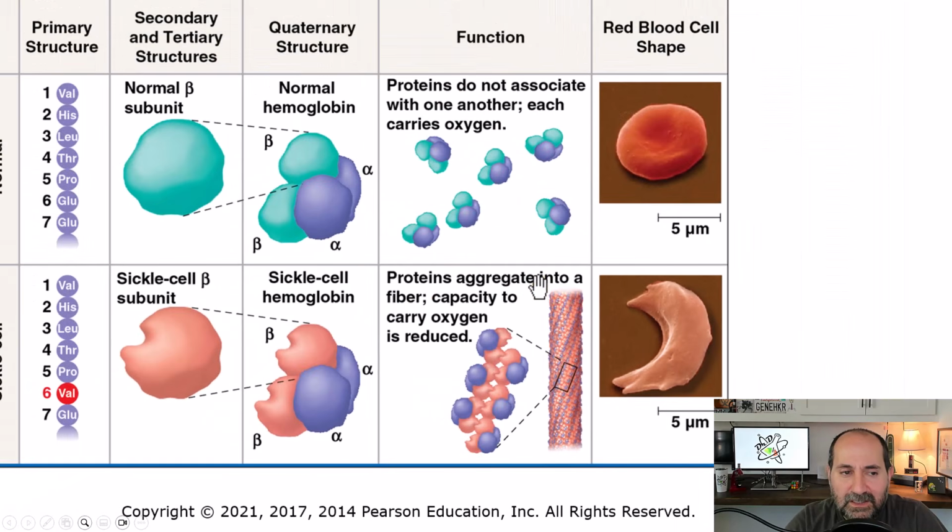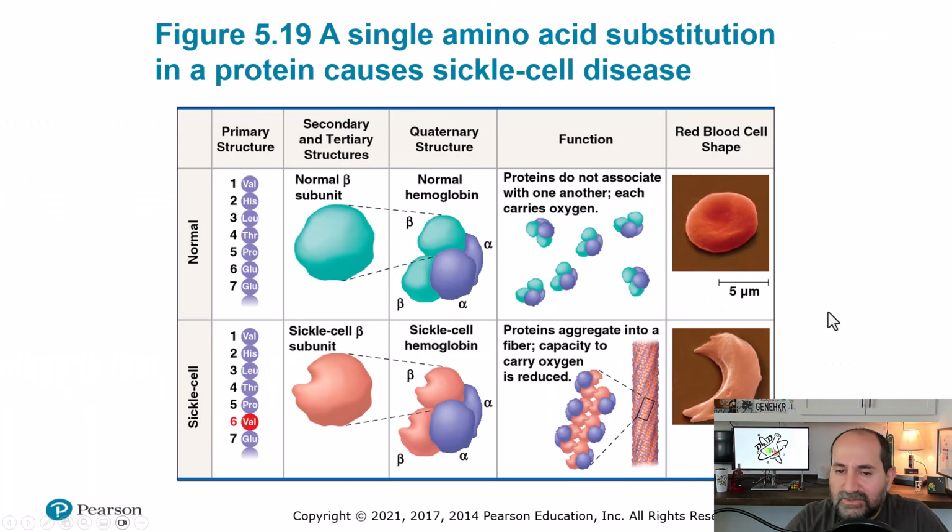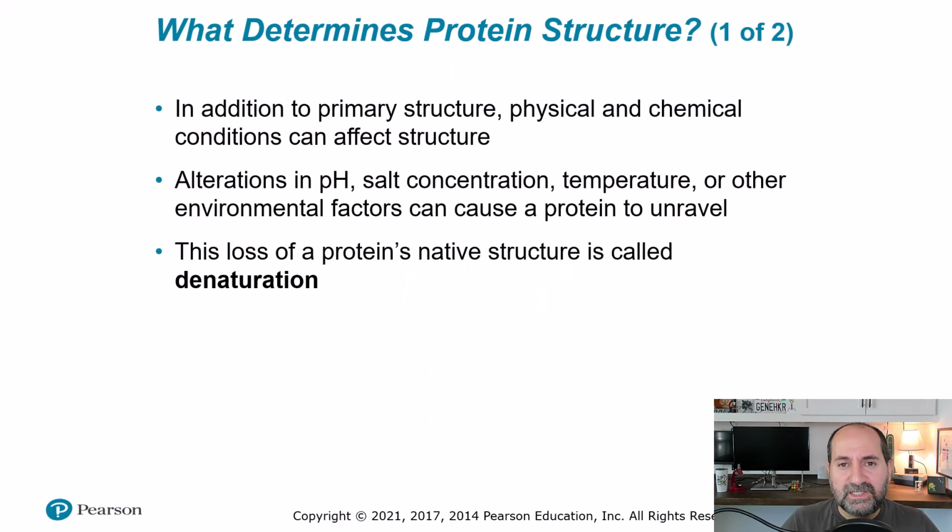Isn't that interesting? This just highlights the importance of understanding quaternary structure, tertiary structure, and protein structure, because without doing so, you can't understand normal human diseases such as sickle cell. Isn't that neat? Okay, one more thing I need you to know about proteins is that physical and chemical conditions can affect the structure of the protein.